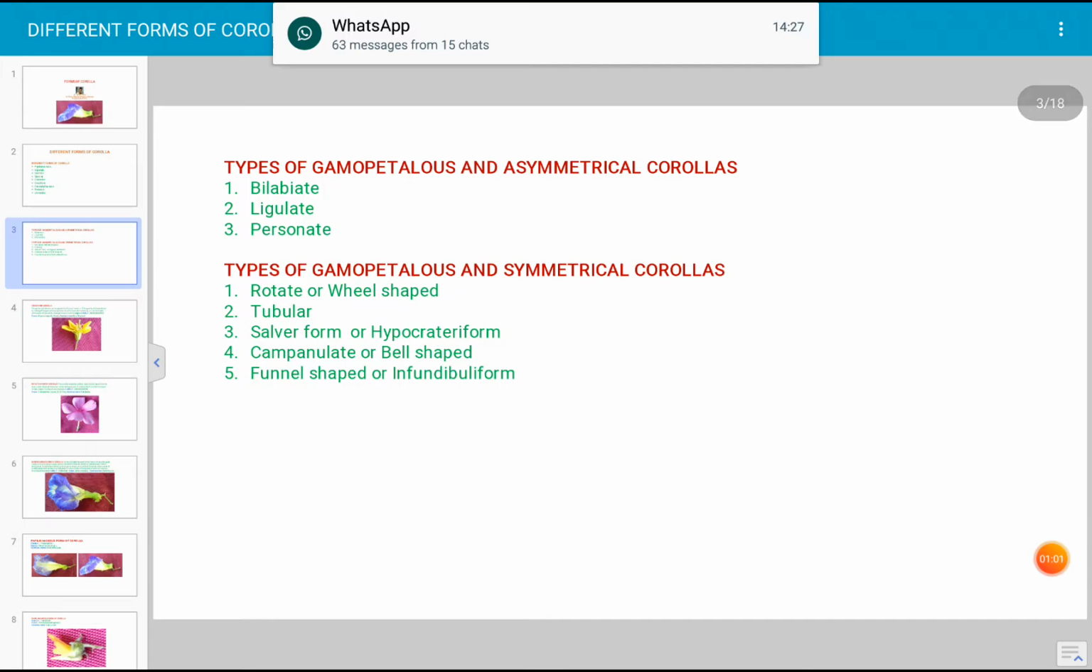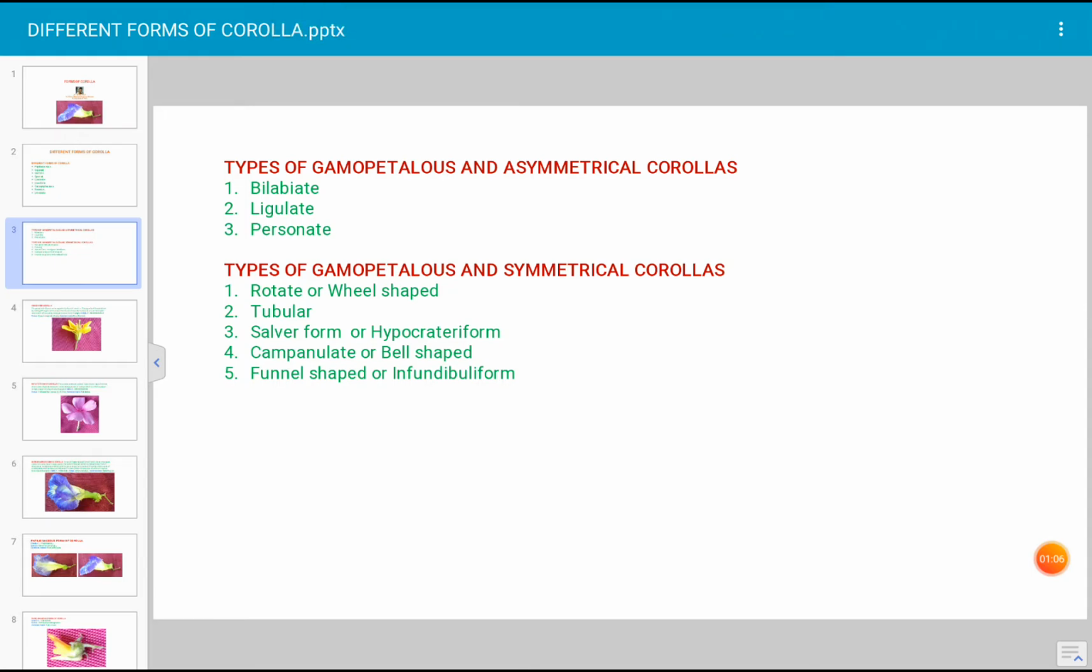The types of gamopetalous corolla. The corolla consists of petals, and the petals may be united. If they are united, it is called gamopetalous. On the basis of this, we have seen the types of gamopetalous and asymmetrical corolla. There are three types of corollas made on the basis of gamopetalous nature. That means the petals are united in the corolla and the flower is asymmetrical. There are three forms: bilabiate form of corolla, ligulate form of corolla, and personate form of corolla.